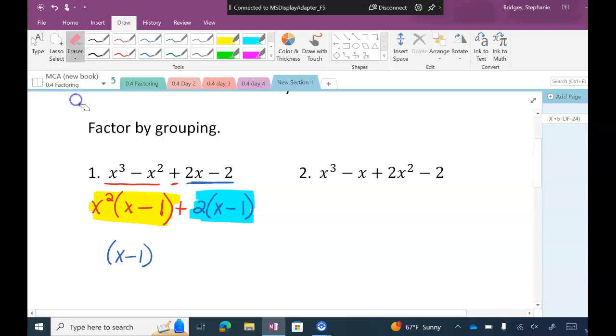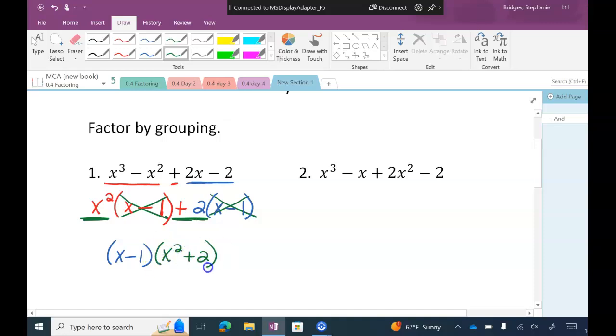Let me erase my highlighting. And so think about this. If I take away the x minus 1s, what is the leftover stuff? I'm going to put that in a parenthesis behind or in front of it. It doesn't really matter the order. Do I now have 2 things that are being multiplied together? Yeah. So I have factored it.